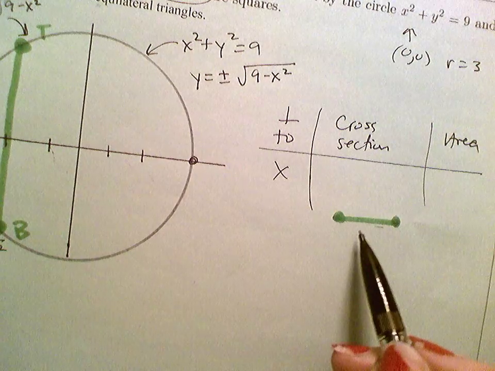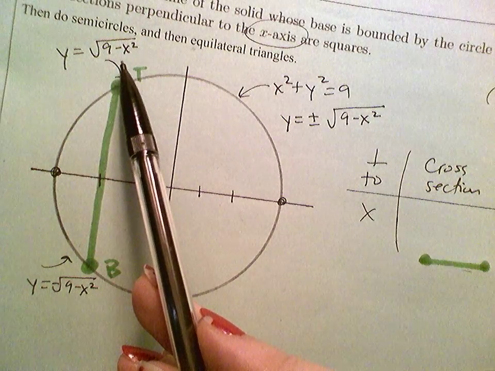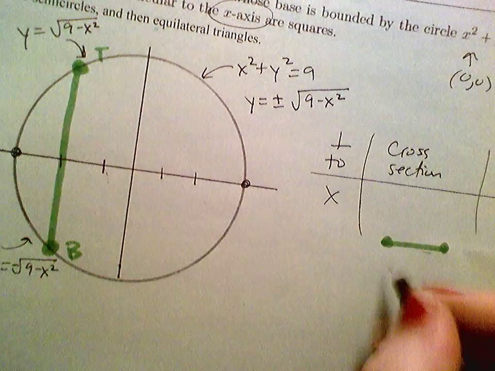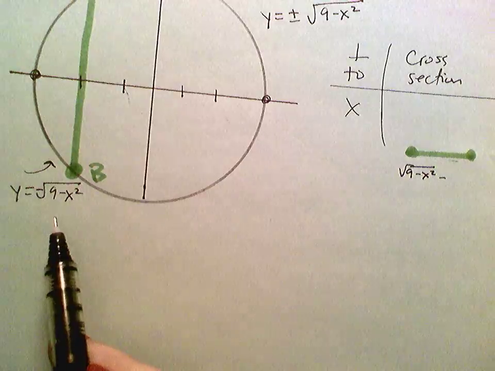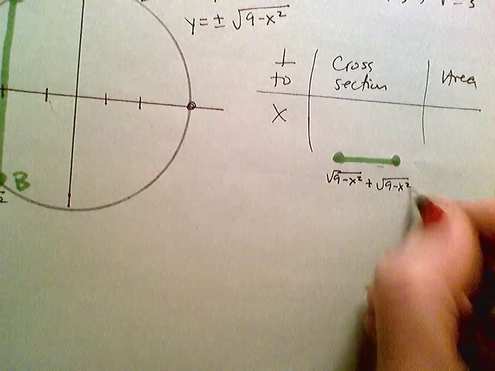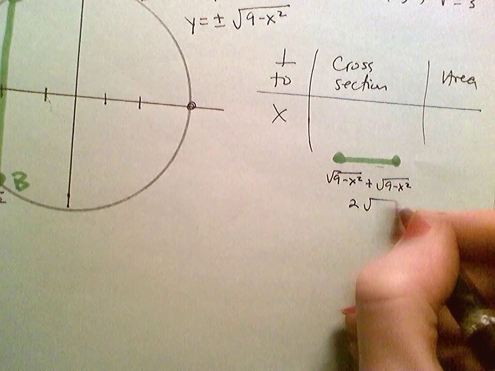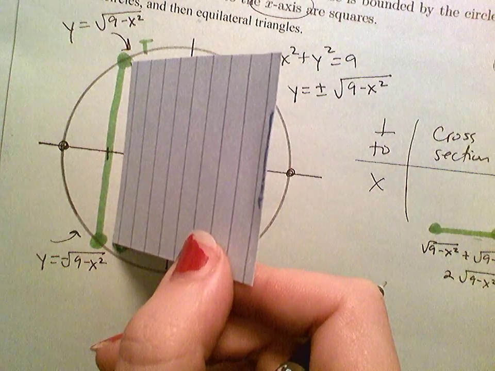If I do top minus bottom, the top function is radical 9 minus x squared, minus the bottom function, which is negative radical 9 minus x squared. So we're subtracting a negative, so that's plus radical 9 minus x squared. And guys, you can simplify this. There's two of those, so this is 2 radical 9 minus x squared. So that's the length of the base of this square.